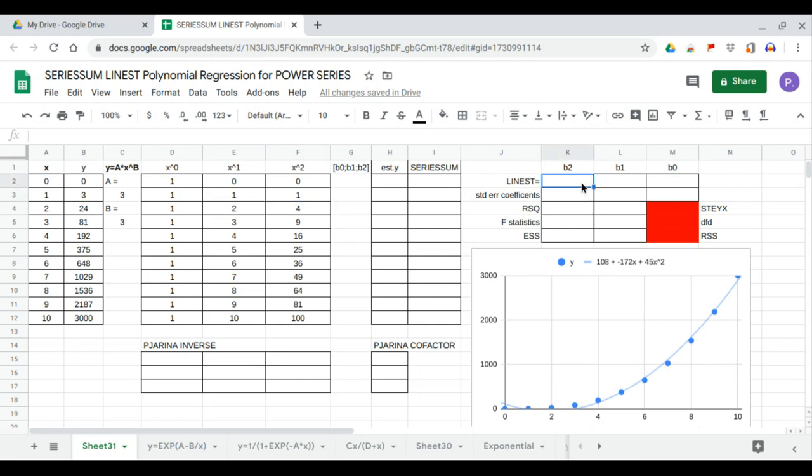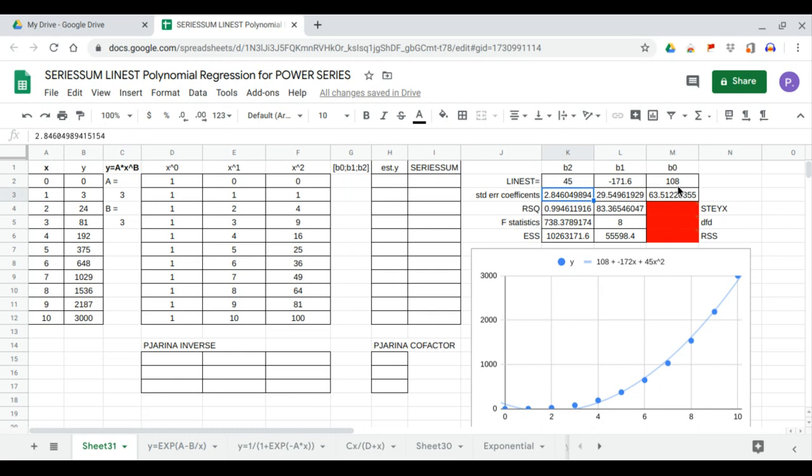We can now calculate the LINEST. So we have LINEST of data y. This time we use the x column and x squared column, data x, and we show the full statistics. So here we have the 12 outputs. We'll calculate all these 12 outputs using the matrix.